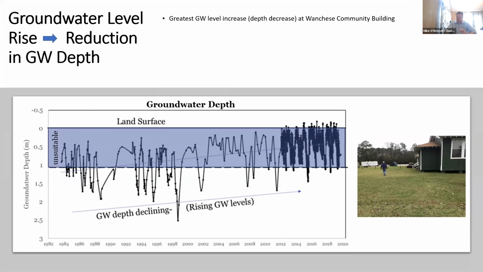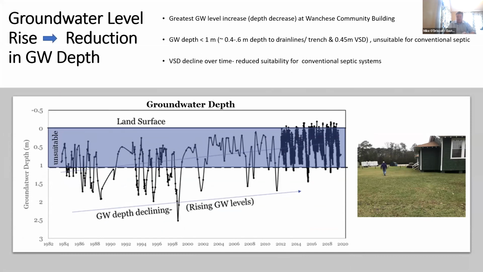So when we look at this from a groundwater depth perspective, over time, what's been happening is the groundwater depth has been shrinking at these sites. And if you consider what's needed for functional on-site systems, basically the drain lines are typically buried about a half meter, and the vertical separation distance required by the state for these sandy soils is about a half meter also. So 1 meter is kind of a good range to look at.